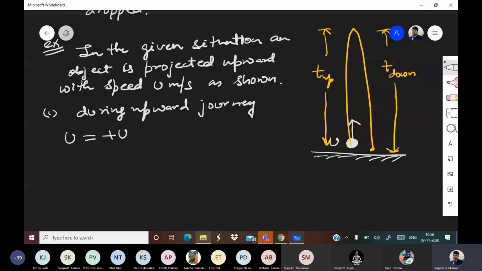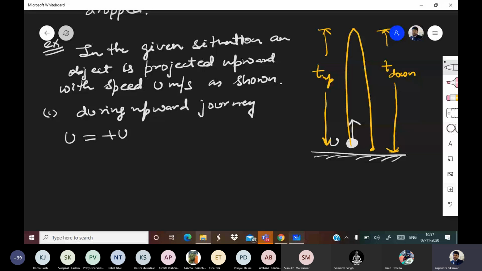Now what we are doing, we are using the sign convention. We are considering vertically upward as positive. So what will happen? The opposite direction, that means vertically downward, will become automatically negative. Why? Because we have considered vertically upward as positive. Now what is the significance of vertically upward as positive?